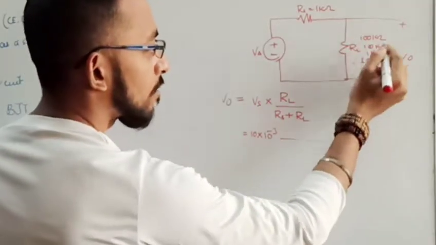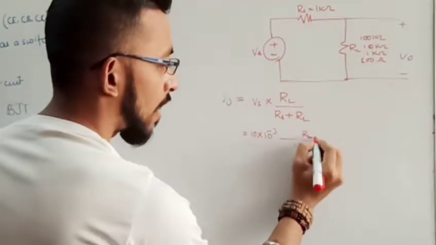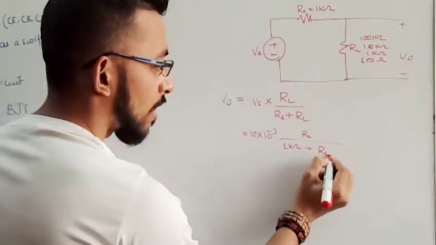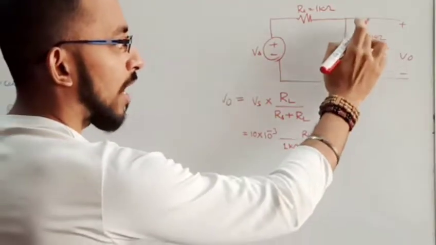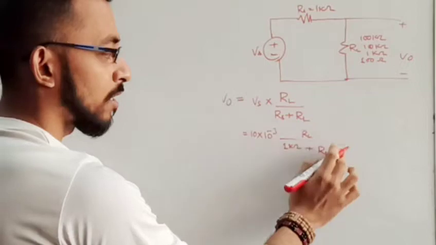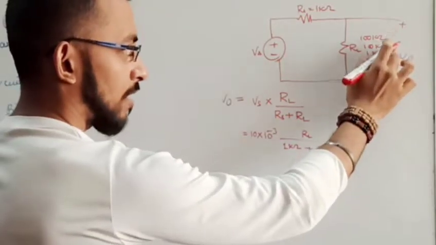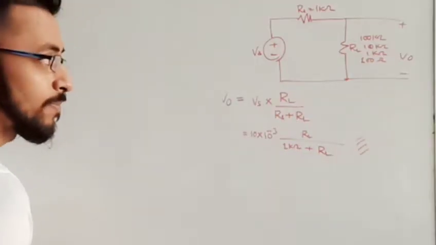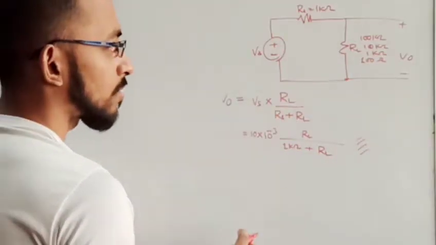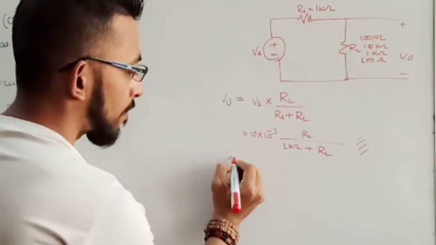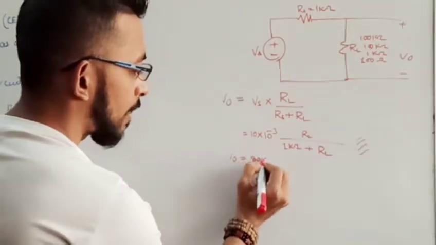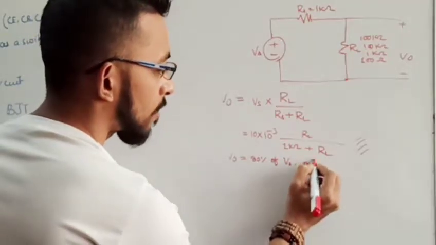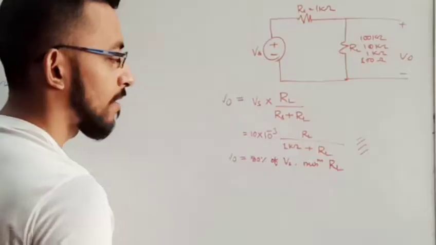For different values of RL, you are going to put those values in RL upon Rs, which is 1 kilo ohm, plus RL. So for the first case, put RL equal to 100 kilo ohm in both numerator and denominator. Similarly for the second, third and fourth cases, with different values of RL, you are going to get 4 different values of output. In the same question, it is asked if my V output is 80% of my source voltage, then what is the minimum permissible value of RL?